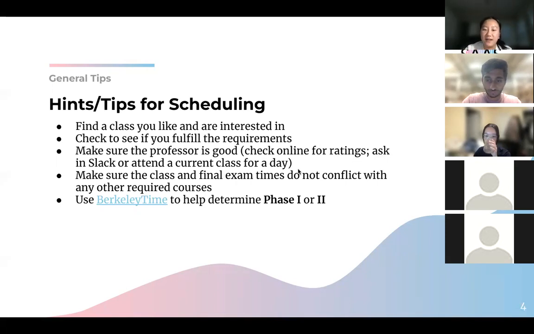Make sure that the class and final exam times don't conflict with other required courses, unless it specifically says that it's okay if there's a time conflict, because usually people will not be happy if you say, hello, I need another final exam time. Often they'll just tell you to drop the class and take it again another term. Also use Berkeley Time to look at the grade distribution for the class, and you can look at the previous enrollment history, which can also help you determine whether you should phase 1 a class or you can risk phase 2ing a class and still get into it.